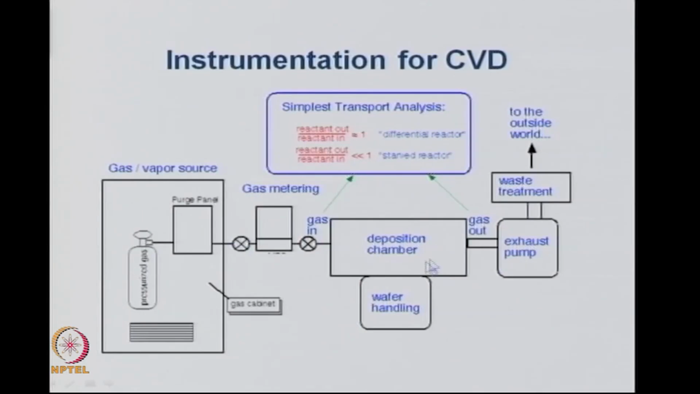And the exhaust gases are taken out by the exhaust pump, and if they are toxic, they have to be treated in the waste treatment before releasing less toxic gases outside. So, this is a schematic diagram of a typical chemical vapor deposition process, where you have the gaseous source, the walls and the deposition chamber, the exhaust and the release of the waste gases.